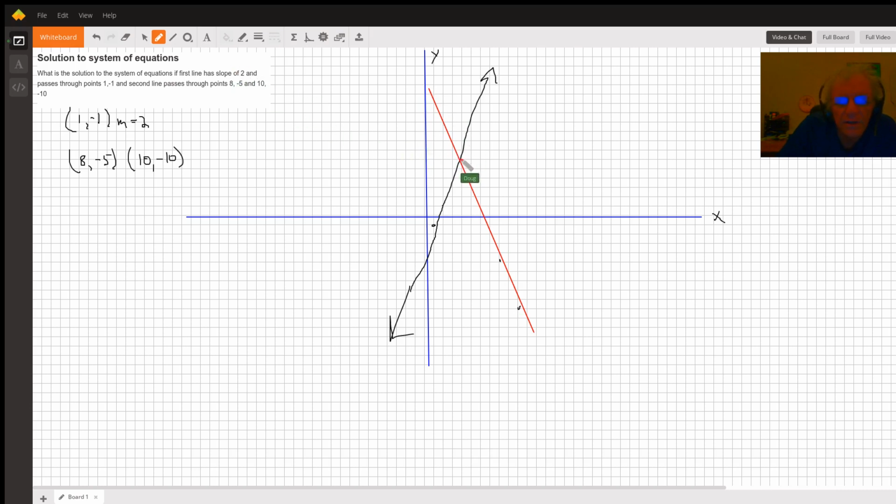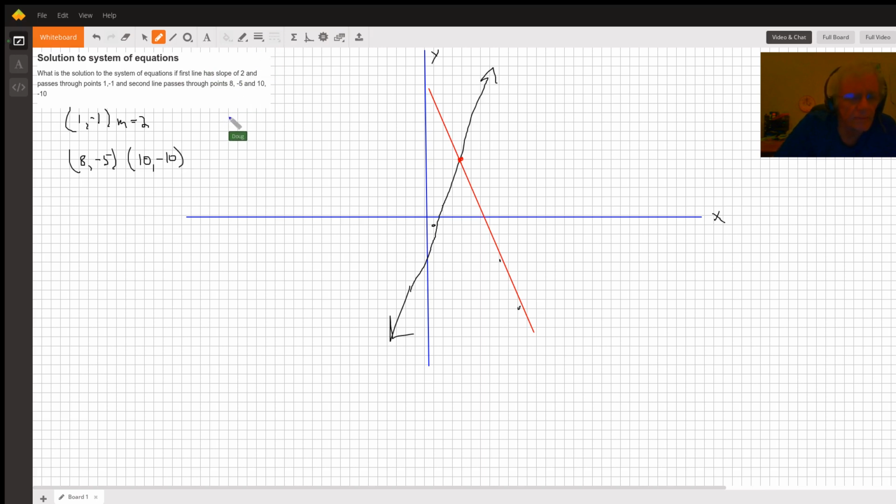intersection. So the idea is that if we could find the equations of these two lines, then we could solve that system of equations to find the point of intersection. We want to do that algebraically, obviously not by graphing. So how do you write the equations of these two lines?